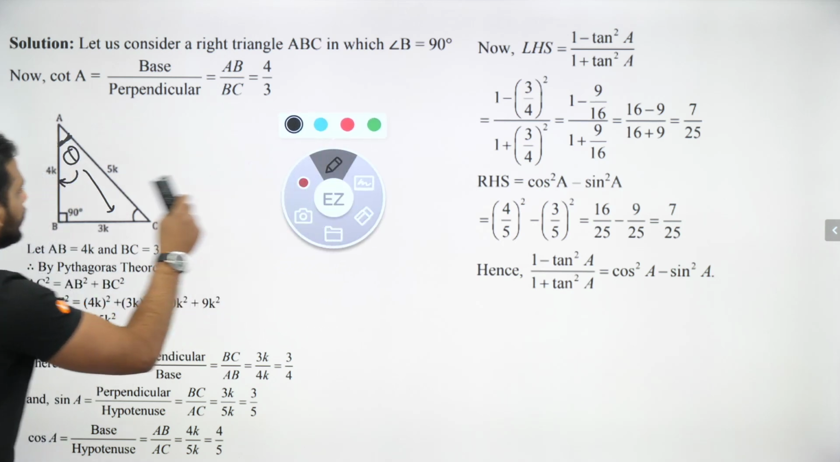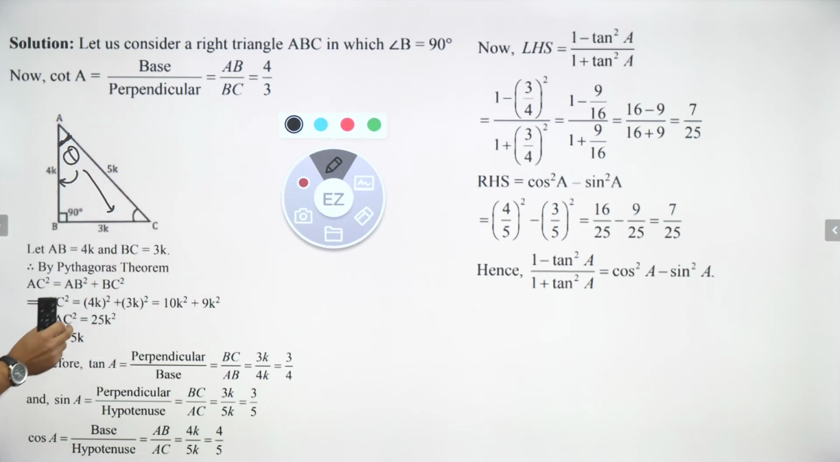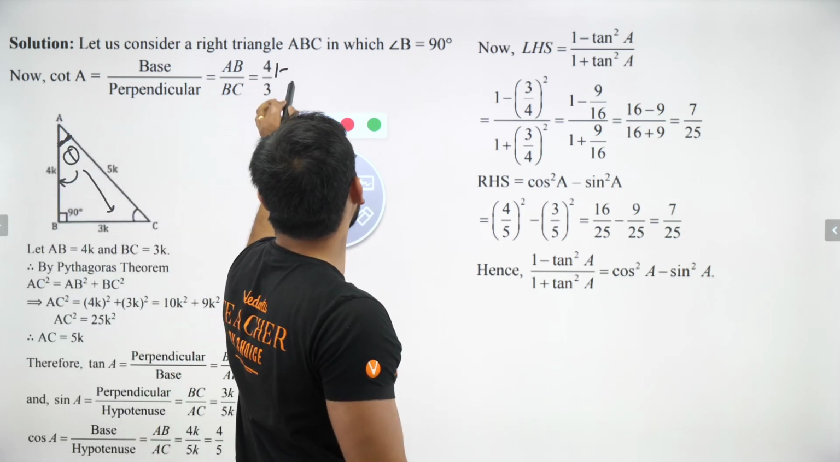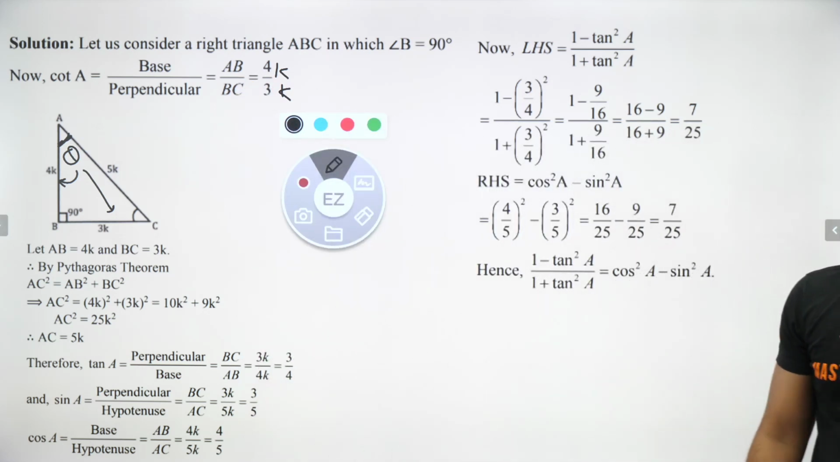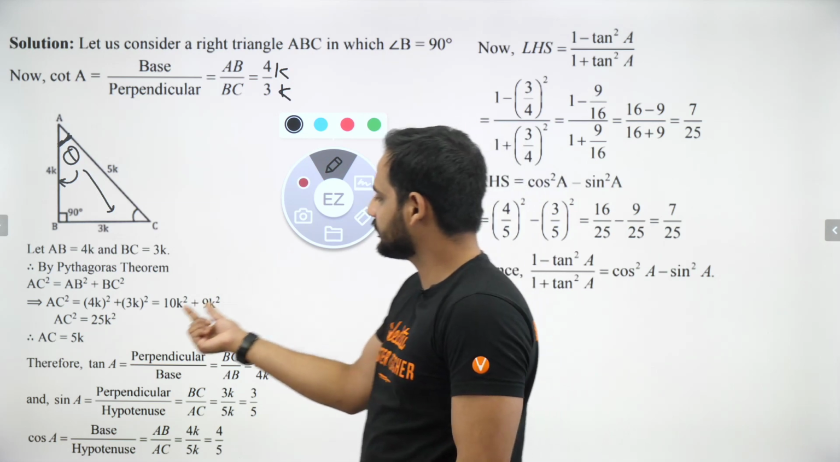Okay, so now look, use the Pythagoras theorem, you will get AC is equal to 5K. Why are we using K? Because it is a ratio. Ratio of AB by BC is 4:3. So let us say AB is 4K, BC is 3K. So you have got AC is equal to 5K.